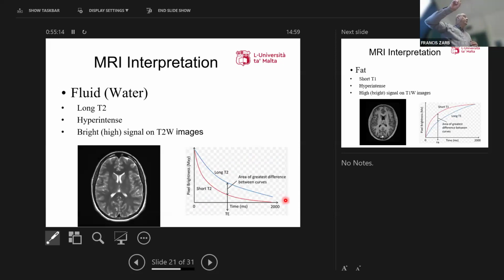Għandu wkoll a long T2. Mela, bejn il-blu u l-aħmar, which is water. This is a T2 curve, a long T2. Mela jdum biex jitlef il-transverse relaxation time.